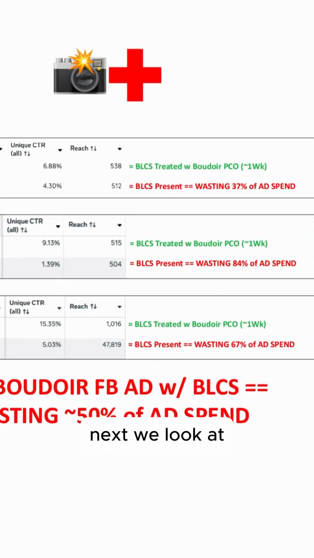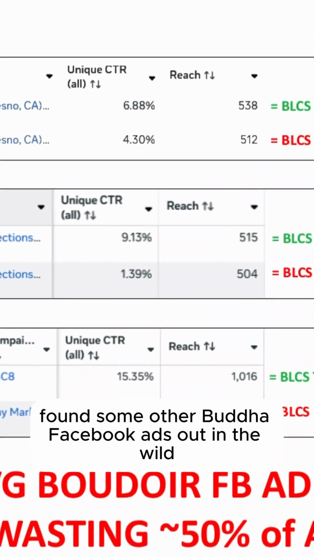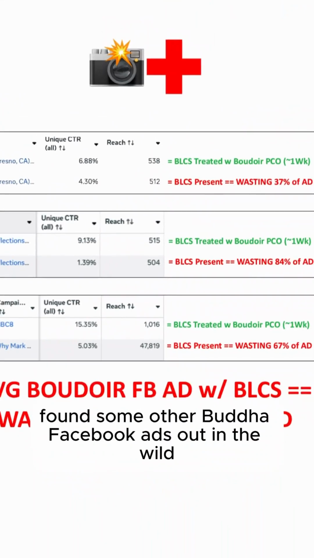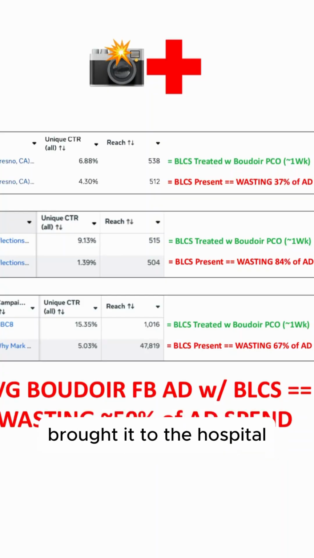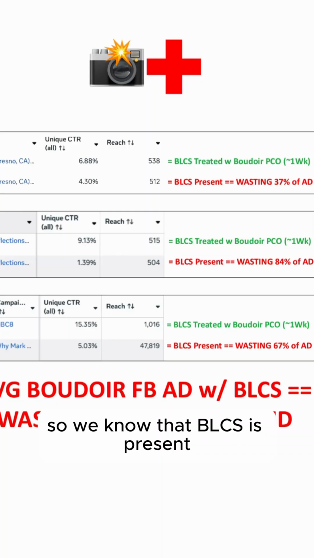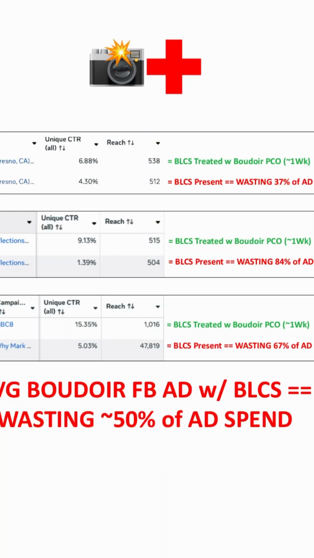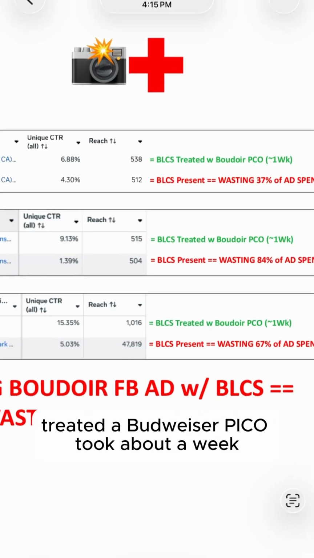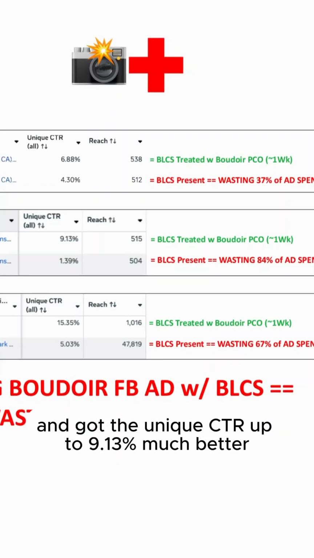All right, next we look at the second part of my residency. I went out there and found some other Boudoir Facebook ads out in the wild. Found the second one, brought it to the hospital, treated it, and found its unique CTR was 1.39%. Okay, so we know that BLCS is present because the unique CTR is under 6%. So I duplicated it, treated it with Boudoir Pico, took about a week, and got the unique CTR up to 9.13%, much better.